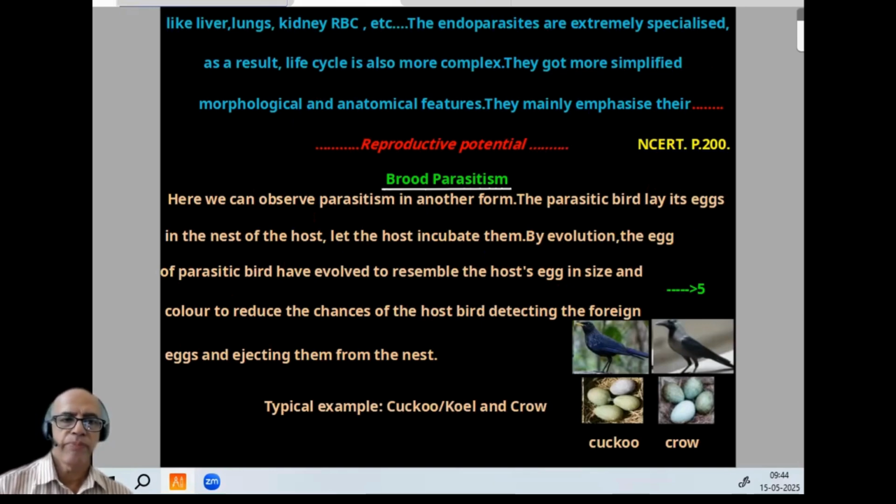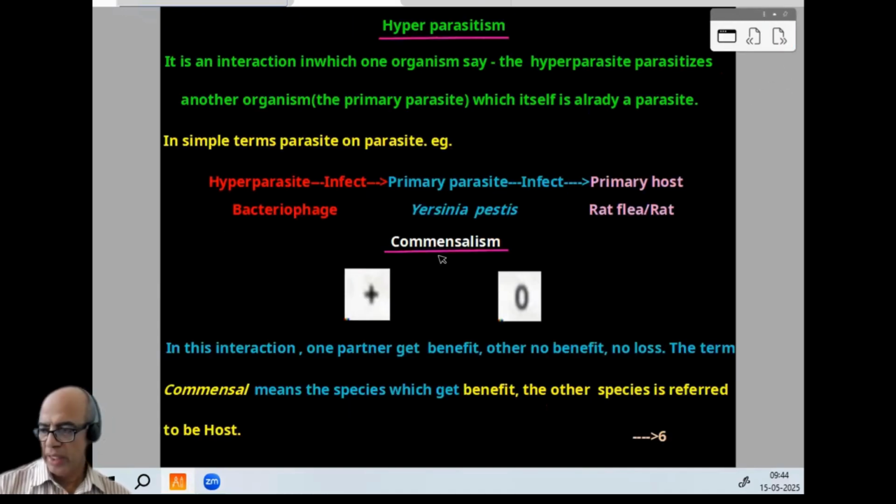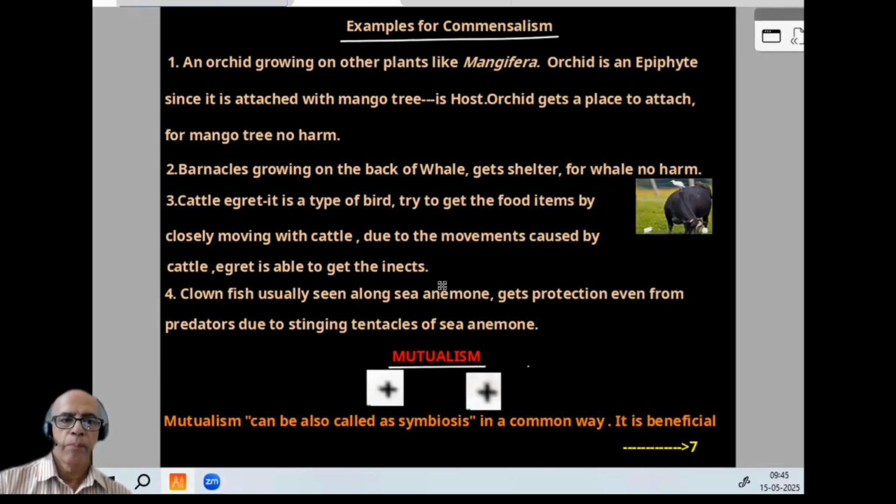Then brood parasitism, that is connected with the nesting and egg-laying procedure. A typical example is cuckoo and crow. Then hyperparasitism, that is just like bacteriophage and bacteria, bacteria affecting a larger host. A typical example you can find here: hyperparasitism, bacteriophage, bacteria, as well as rat flea, likewise, or humans. Then comes commensalism, plus zero: one benefits, the other has no loss, no benefit. Important examples for commensalism are orchid, barnacles, and third, cattle egret with the photograph, a common question. Then clownfish as well as sea anemone.